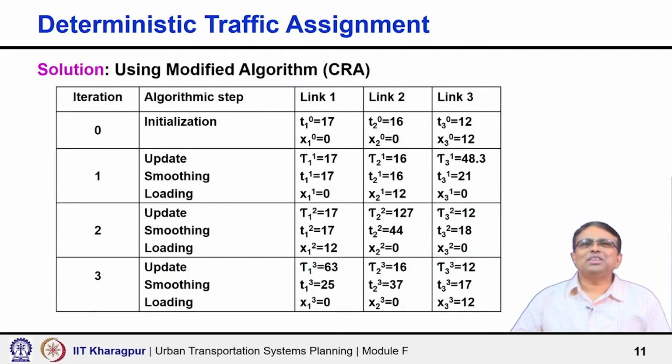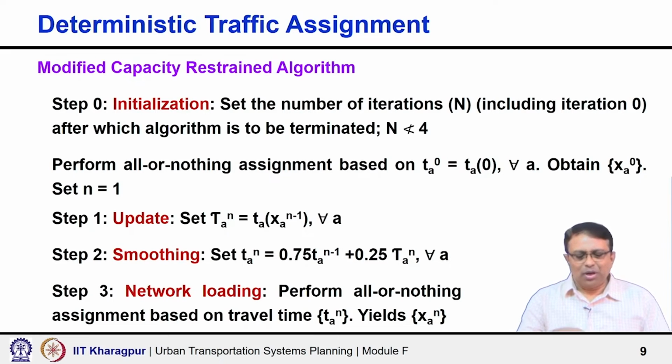So the change will obviously happen to link 3. We are not going ahead with 48.3, or if I round it off, 48, but what we are doing is 0.75 into 12 plus 0.25 into 48, that value we are taking. Please see that: 0.75 T_A(n-1) plus 0.25 into whatever update you have got now, that travel time value we have taken.